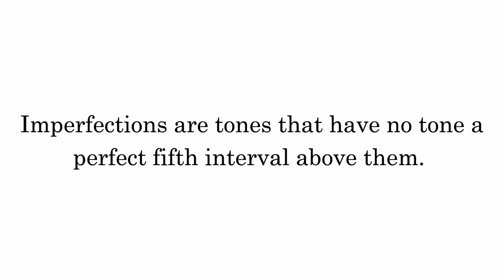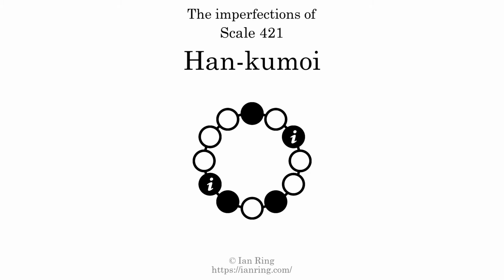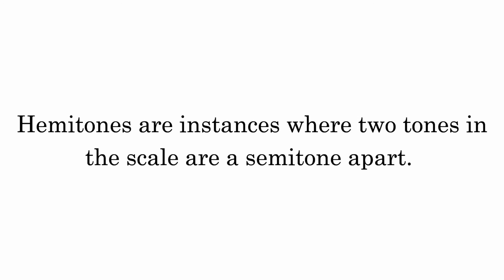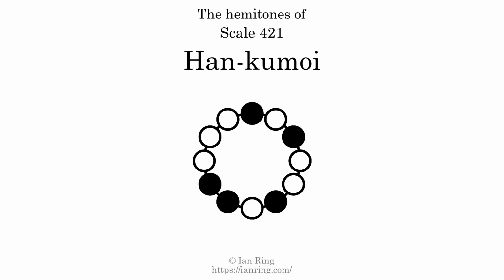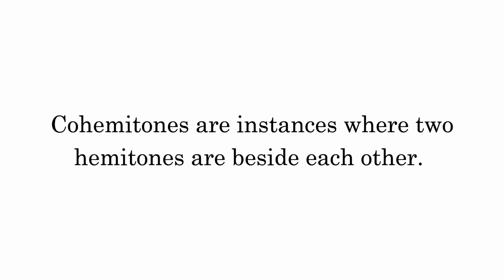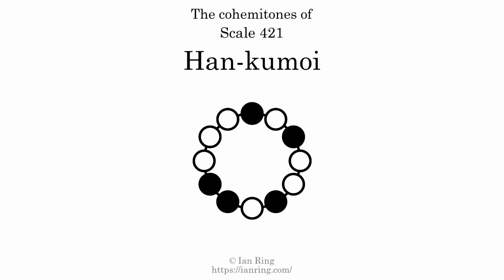Imperfections are tones that have no tone or perfect fifth interval above them. This scale has 2 imperfections. They are at positions here and here. Hemitones are instances where 2 tones in the scale are a semitone apart. This scale has 1 hemitone here. Cohemitones are instances where 2 hemitones are beside each other. This scale has no cohemitones.